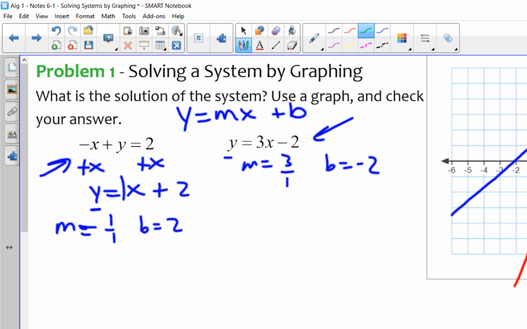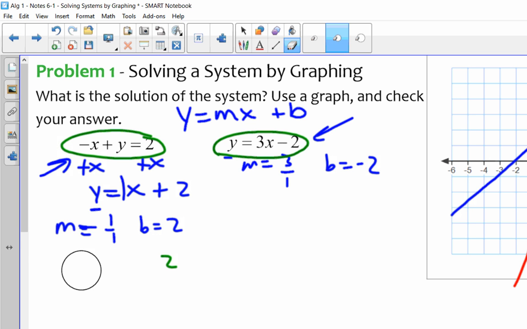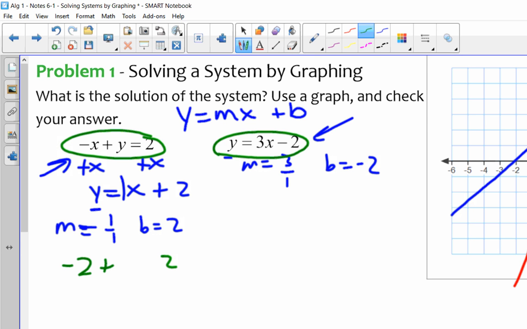Now what they want me to do is check it. So I'm going to take that x and y value and plug it back in here for x and y, and also here. It has to work for both. So it's minus my x value, which was 4. Don't forget that minus sign has to stay there. And negative 4 plus 2. Oops, I got that mixed up. Timeout, my fault. My x value was 2. My y value was 4. So 2 equals 2.